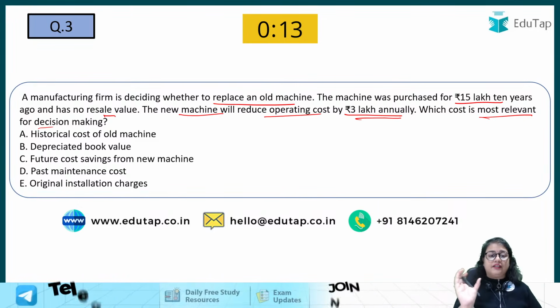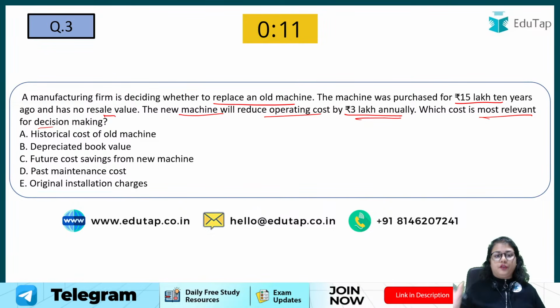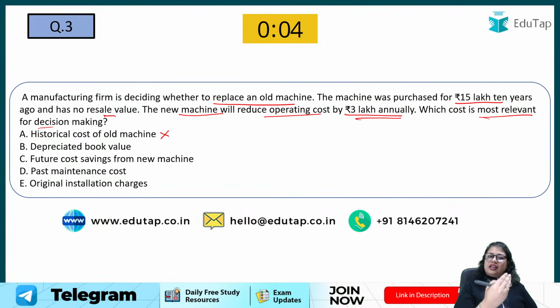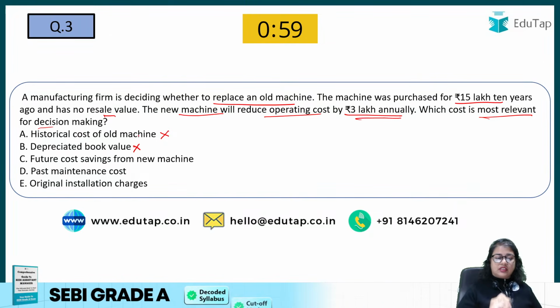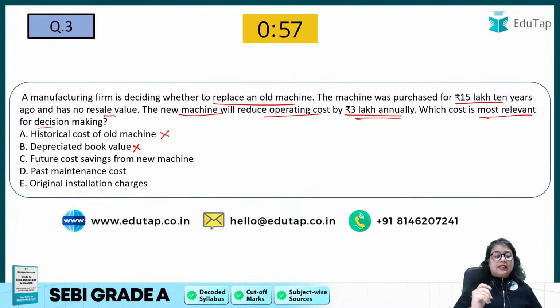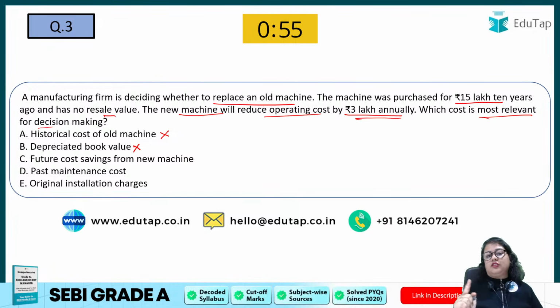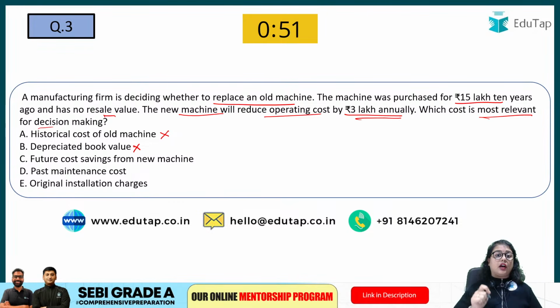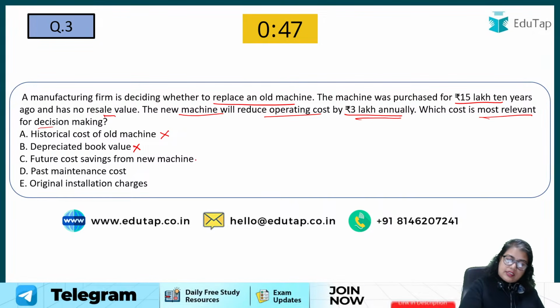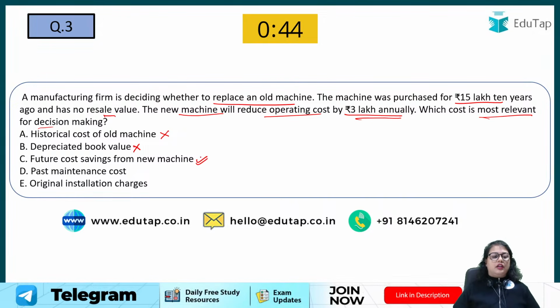So first of all, which cost is a relevant cost? That is for the future, right? So historical cost will not be relevant. Then depreciated book value, this is also a past cost, that is the expenses that have already been incurred. So this also will not be a relevant cost, this is also not our future cost. See, the future cost savings from the new machine. Now this is a relevant cost, because as a businessman you will think how much cost I will be able to reduce if I buy a new machine. So yes, this is a relevant cost for your decision making.